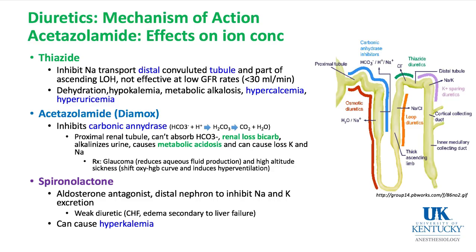And spironolactone in purple here is an aldosterone antagonist, distal tubule, inhibits sodium and potassium effects at that distal tubule, and they're considered potassium-sparing diuretics, such that one of the side effects is that you can cause hyperkalemia, because normally aldosterone comes to that distal tubule and causes sodium to be reabsorbed and potassium to be excreted. And if you antagonize our aldosterone, hyperkalemia can occur.